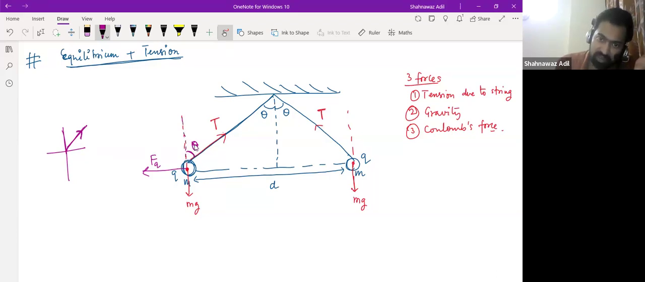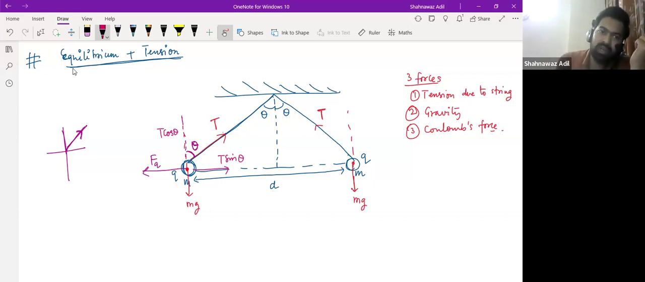And if this is theta, so what would be this component? With theta, you have the horizontal component. So what would be this component? That thing we have already learned, right? So this would be T cos theta. Clear? Yes, sir. And this would be T sine theta, right? Is it clear? Yes, sir.